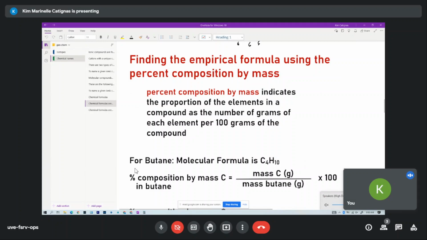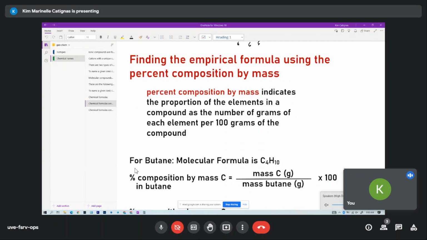Okay, for our lesson for today, we are going to find the empirical formula using the percent composition by mass. So, ano ba muna yung percent composition by mass? From the word itself, percent, ibig sabihin, may kinalaman siya sa 100. Composition, ibig sabihin, gaano kadaming element meron dun sa isang buong molecule, o kaya sa isang buong compound.